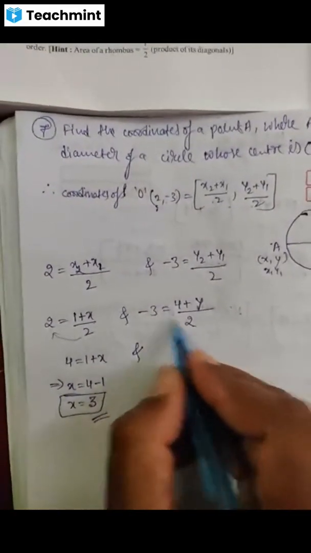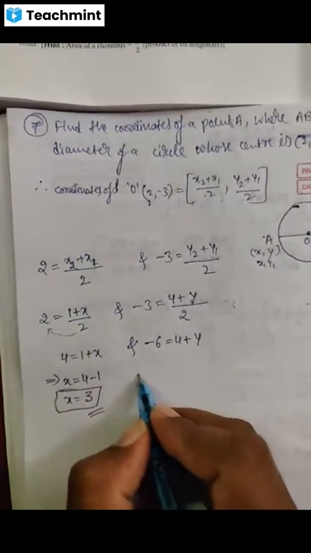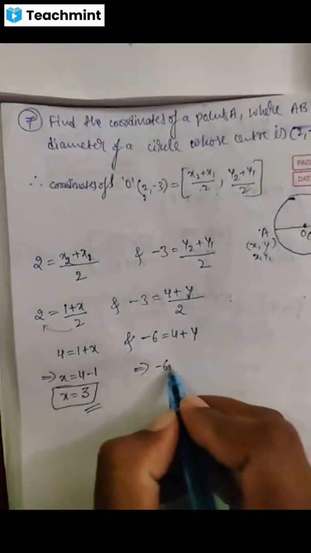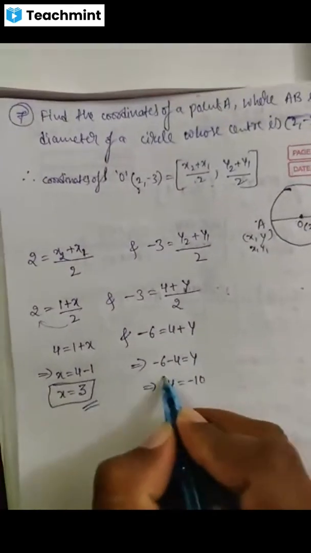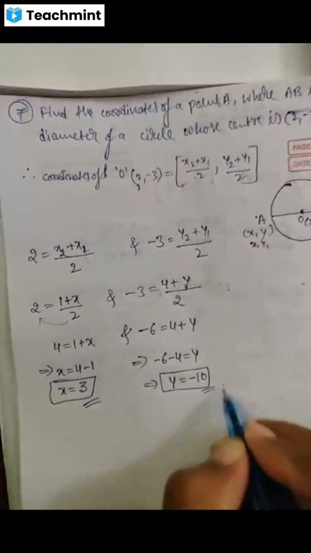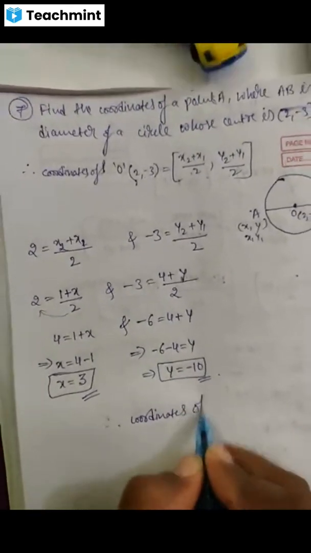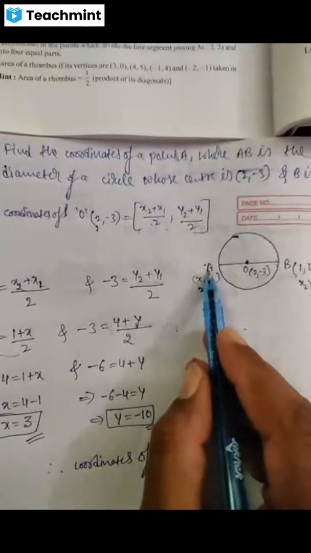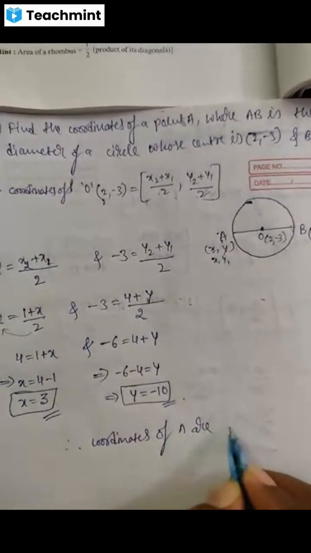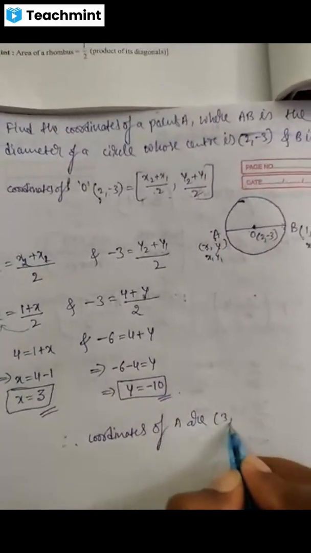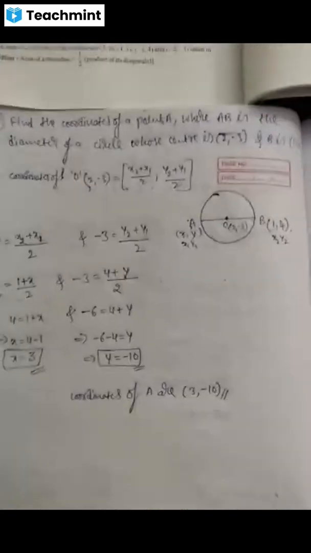And 3 twos are 6. Minus 6 is equal to 4 plus y. That implies -6 minus 4 is equal to y. That implies y is equal to -10. Minus 6 minus 4 is -10. Therefore, I have taken the coordinates of A as (x, y). So the coordinates of A are (3, -10). Okay, take the screenshot to make a note.